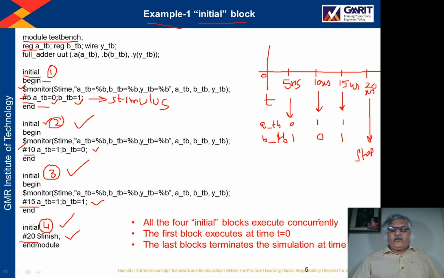So the same thing is mentioned here. All the 4 initial blocks execute concurrently. The first block executes at t is equal to 0.